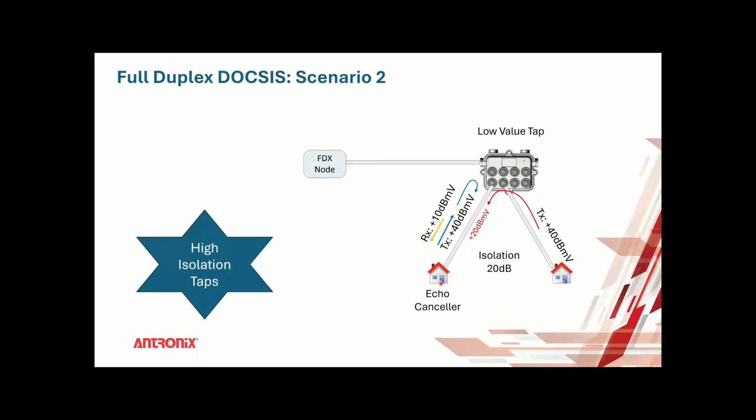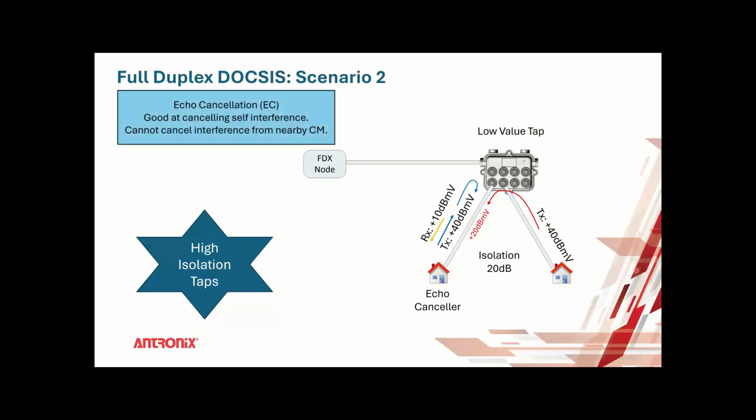So it's pretty important to have high isolation taps, especially since low value taps typically have lower isolation. In low value taps, you want to make sure you have a high enough isolation to prevent this from happening. Good echo cancellation is good at canceling self-interference. The echo canceller can cancel myself, this reflection from this blue line, but it can't cancel adjacent or other cable modems, for example, the red signal.